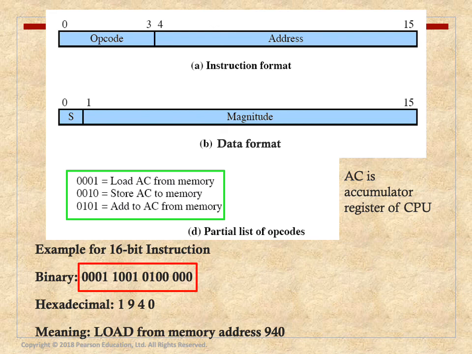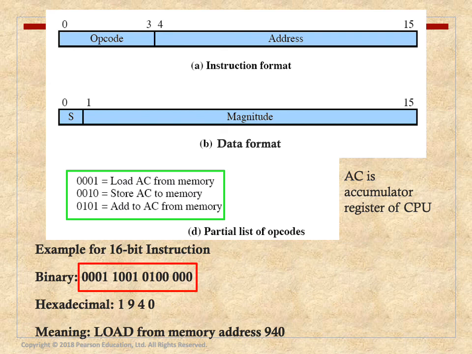Binary 2 corresponds to a store operation, and binary 5 corresponds to an addition operation. In the red box, we have an example of one full instruction. We can see that the opcode, the first 4 bits, equals binary 1, so it corresponds to a load operation. The remaining 12 bits represent the memory address from where data shall be loaded. The data will be loaded from memory into the accumulator, which is one of the processor's internal registers.